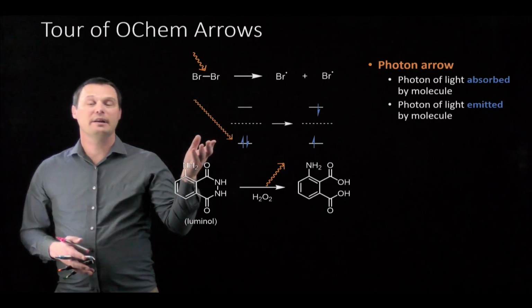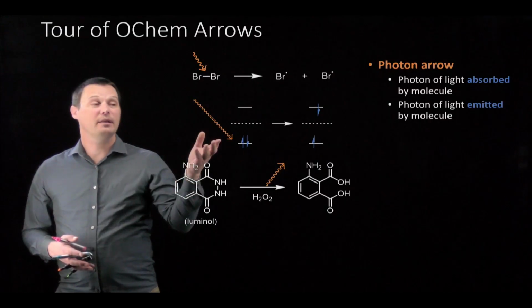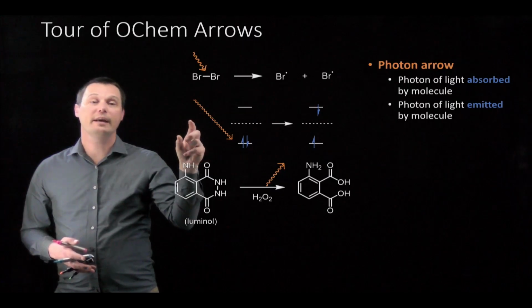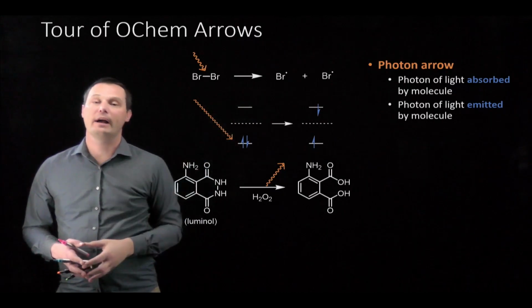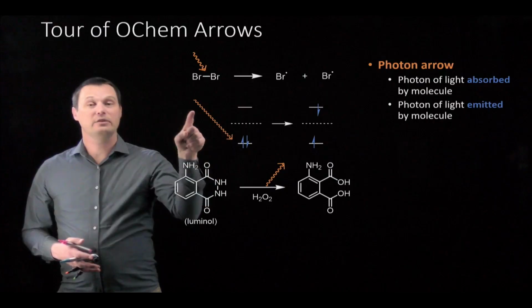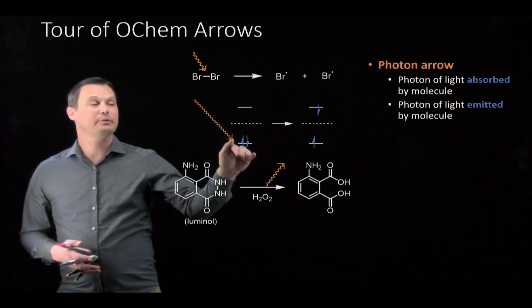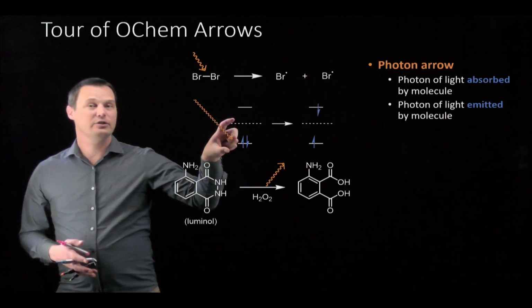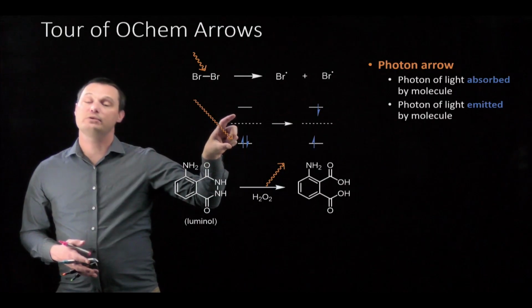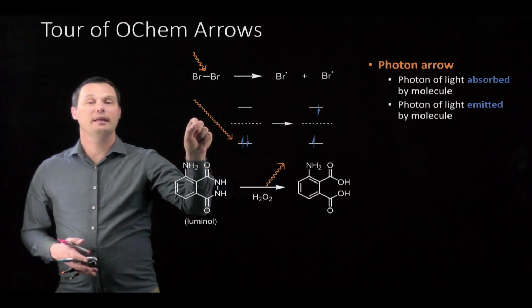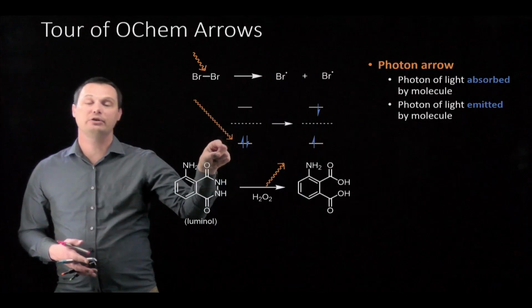We can also see the photon arrow in a molecular orbital diagram. When a molecule is irradiated with a photon of sufficient energy, it can excite an electron up to a higher energy level. This can only occur if the energy of the incident photon exactly matches the energy gap between the two orbitals. There is a discrete energy gap between these two orbitals that corresponds to a certain amount of energy. The photon hitting that molecule has to be exactly that same amount of energy or nothing happens.